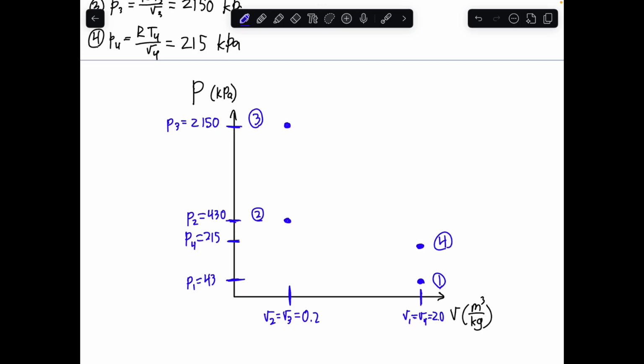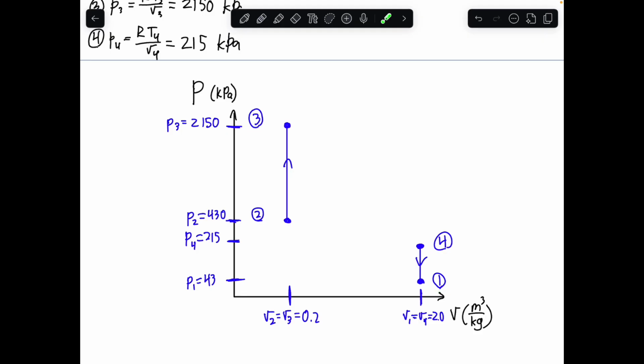Great, so now we have all of our points labeled on our chart, and then we need to connect them. For states 4 and 1, it's easy because it's a constant volume process, so it's just going to be a straight line, and same for 2 to 3. Since it's a constant volume process, you just connect them with a straight line because we're not moving to the right or left at all on our chart. So we're going to go from 4 to 1, and then from 2 to 3, and those will both be connected with a straight line. And then we need to figure out how to connect 2 and 1, and then 3 and 4.